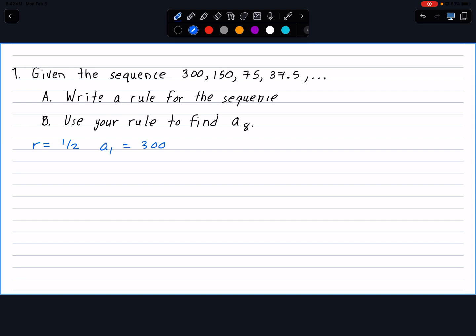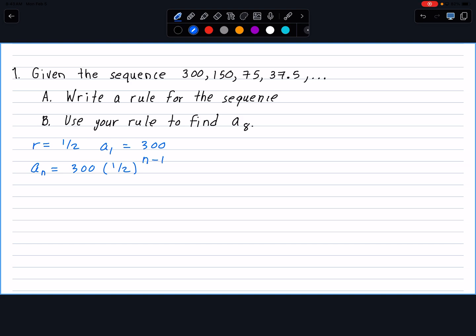In regards to that, is there anyone who's not sure how I figured out it was geometric? Okay, from here, in order to write the rule, all you need is a first term and a common ratio. So we've got both of those. So I think you'd agree, our geometric sequence is going to be the first term, which is 300, times the common ratio, which is 1/2, raised to the power of n minus 1.